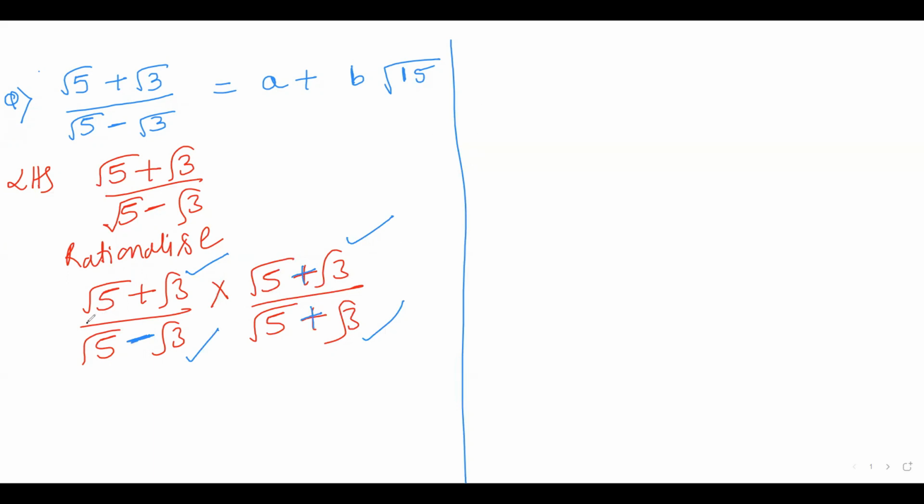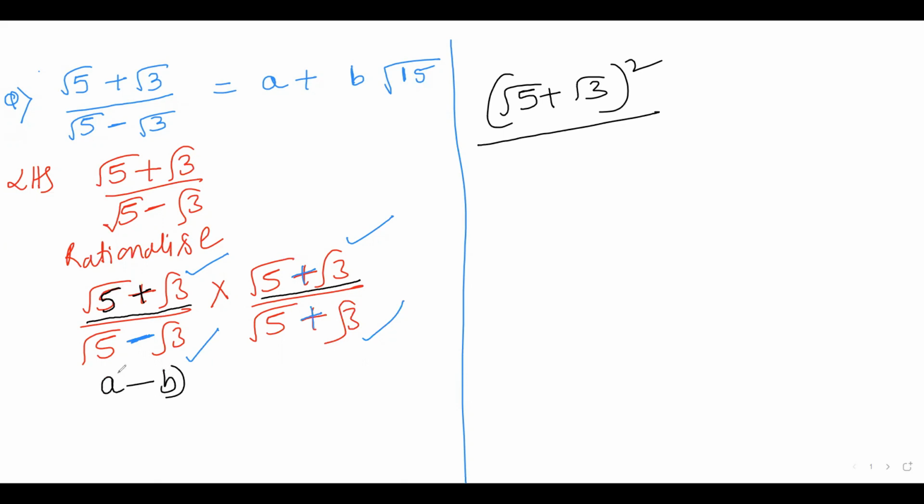Root 5 plus root 3 into root 5 plus root 3 is root 5 plus root 3 whole square. And the formula in the denominator is a minus b into a plus b, which is equal to a square minus b square.